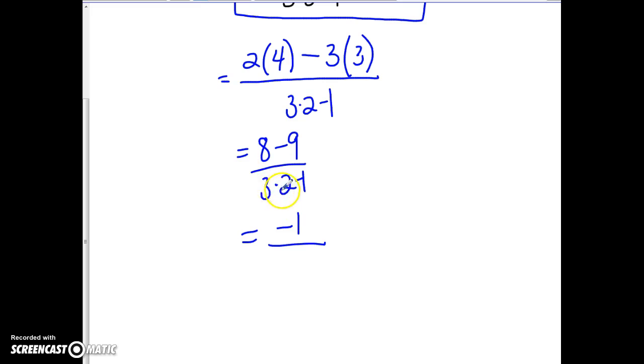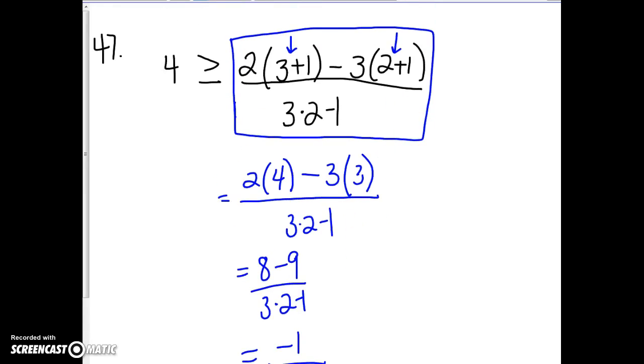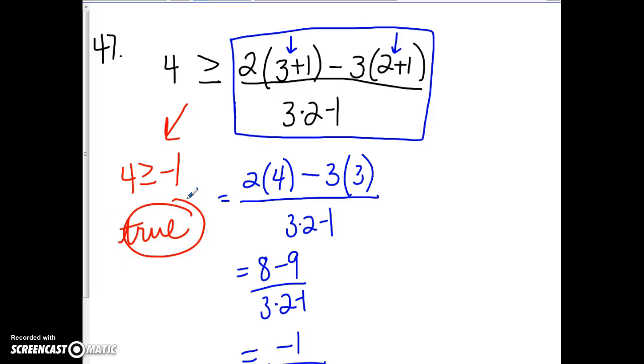And then the denominator: I can do 3 times 2 is 6. 6 minus 1 is 5. So negative 1/5. So if I go all the way back up to the top now, we're looking at this problem here: is 4 greater than or equal to negative 1/5? Yes, so that is a true statement.